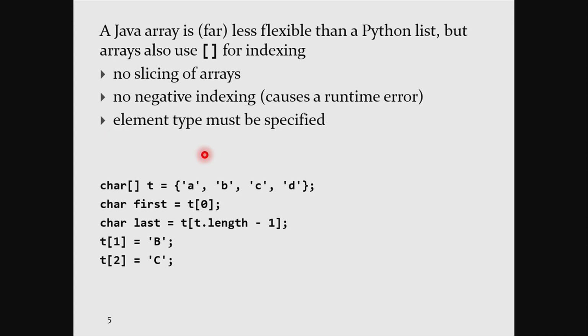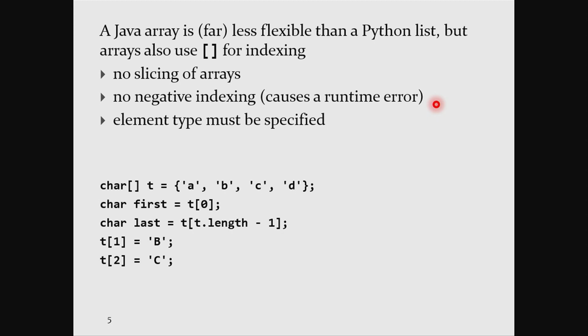Okay? Now, a Java array is a lot less flexible than a Python list. But the reason I'm telling you about arrays is because Java arrays also use the square brackets for indexing. Now, what do I mean about far less flexible? Well, you can't slice an array like you can slice a list in Python. You can't use negative indexing on an array. So you know that to get to the back element of the array, you can just use the index -1 in Python, right?